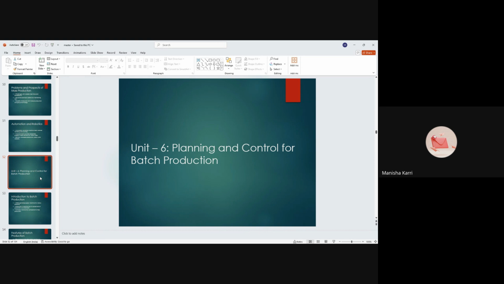And also some benefits of planning and controlling batch production: it is more flexible, because it's an easier task to switch between products or make adjustments from batch to batch as needed. And also cost management, because by producing in batches, companies can manage costs better by producing only what's needed rather than maintaining continuous production. And also we can reduce more wastage.